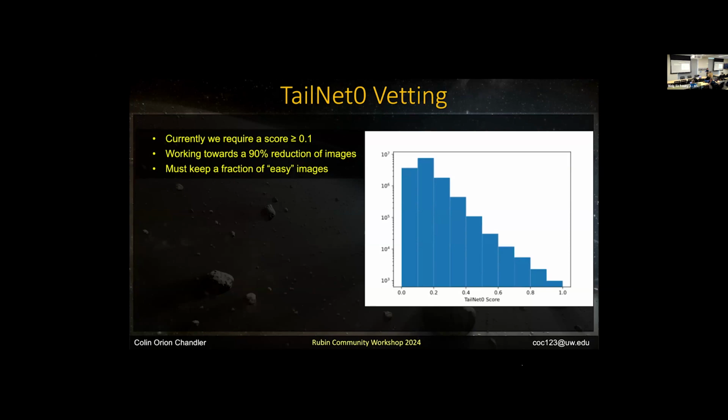We do have to keep a fraction of easy images. People sometimes forget about this, but if you have a super difficult citizen science project, nobody wants to participate. I personally have never successfully classified an image with 300 penguins standing on eggs. I've never been able to do it. I don't have the attention.